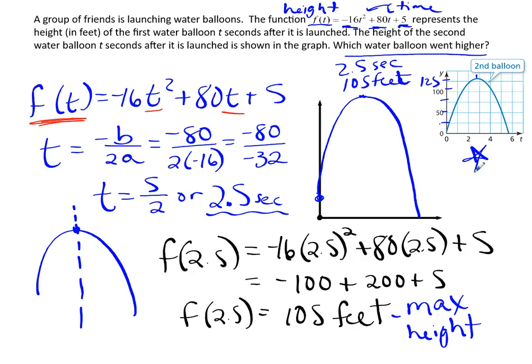So what we did here was, since we needed to find the maximum height, we started out by finding when it reached its maximum height, which is at 2.5 seconds. And then we plugged in that 2.5 to figure out what the actual maximum height was. Then once we knew that, we could compare it to our second graph.